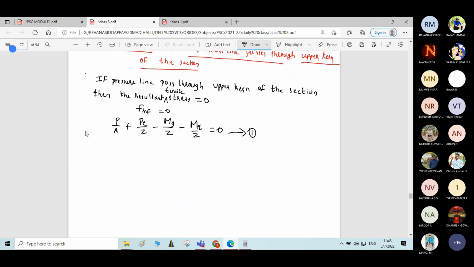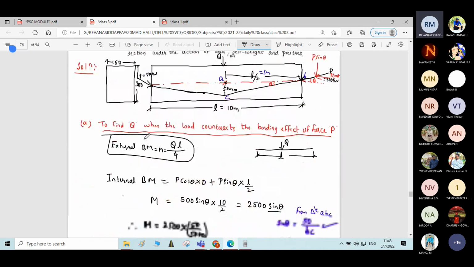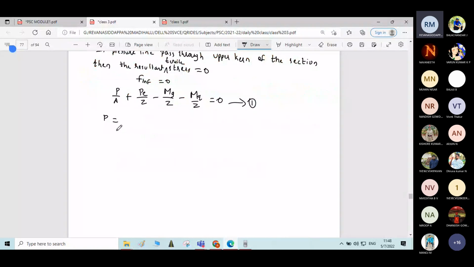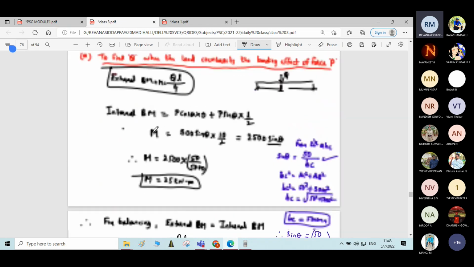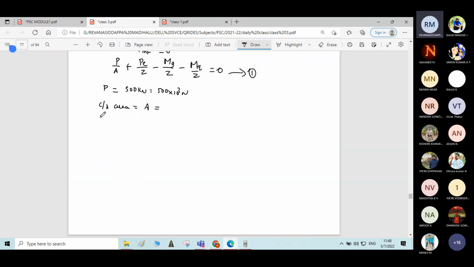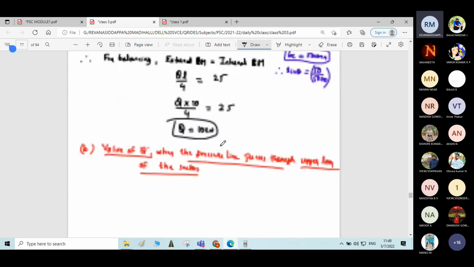Now P is equal to, it is given in the problem only, prestressing force P is equal to 500 kilonewton, nothing but 500 into 10 power 3 Newton. Cross sectional area A, you can calculate it, the dimensions are given, it is 150 by 300, 45,000 mm square. Then what else? Eccentricity is needed, correct? Eccentricity is given in the problem only. What is eccentricity here? 50 mm.